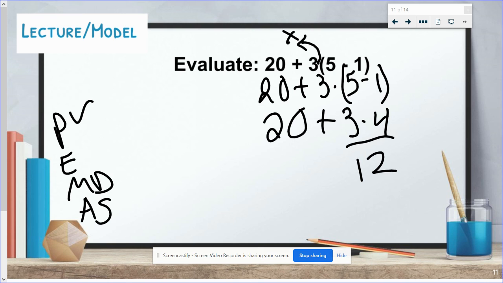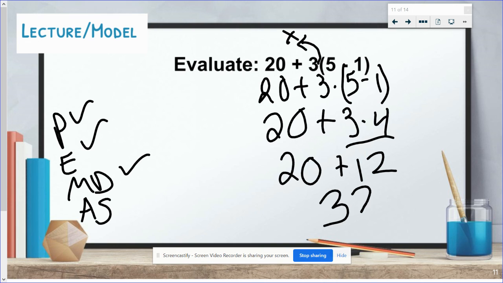All right, so we did our parentheses. There are no exponents, and now we're multiplying and dividing. 3 times 4 is 12. 20 plus 12 gives us a final value of 32.